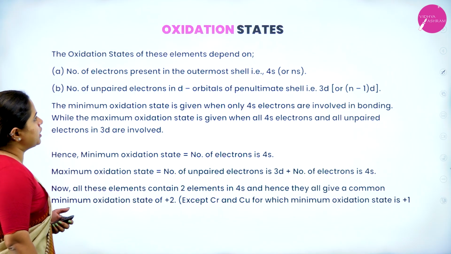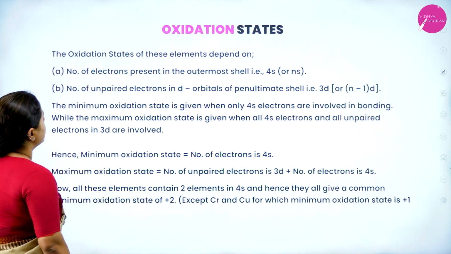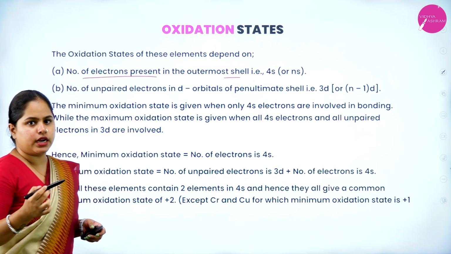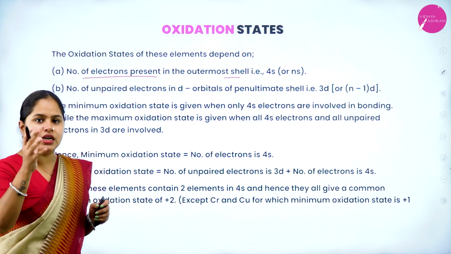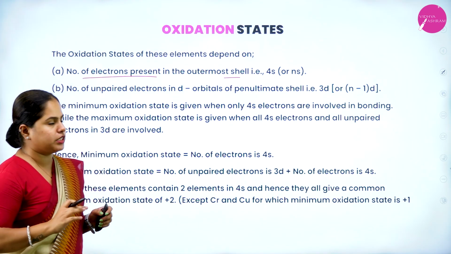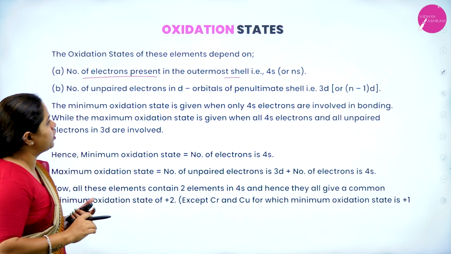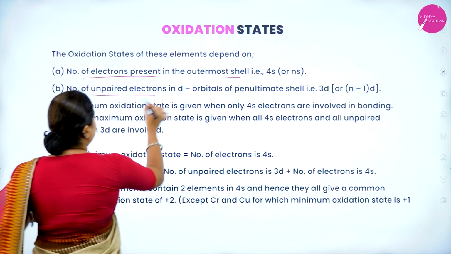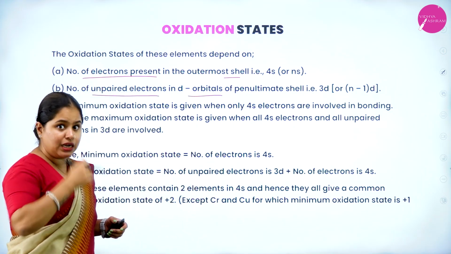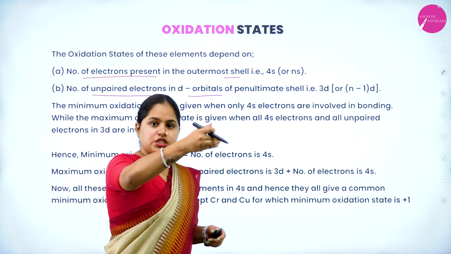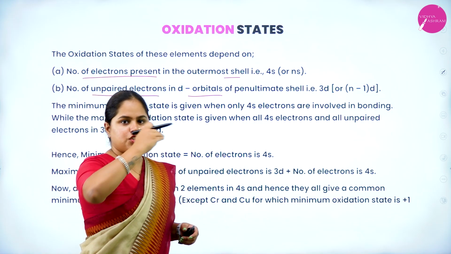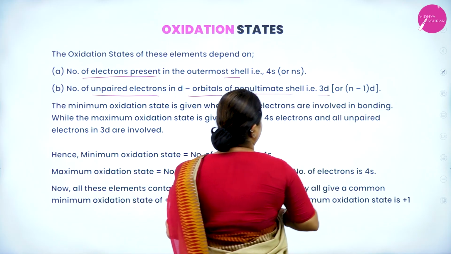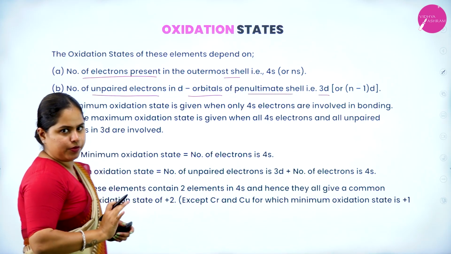Now, the oxidation states of the elements depend upon, first, the number of electrons present in the outermost shell. Outermost shell is 4s, but the last electron moves into the 3d orbital. So the first factor is the number of electrons present in the outermost shell, that is the 4s, and the second is the number of unpaired electrons in the d orbital, that is the penultimate shell. Penultimate means just before the last shell. The last one is 4s, just before that you have 3d. That is why it is called the penultimate shell, that is 3d, or n-1 d. I hope it is clear.